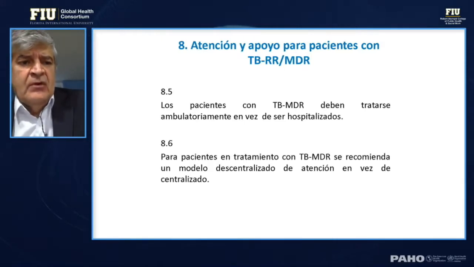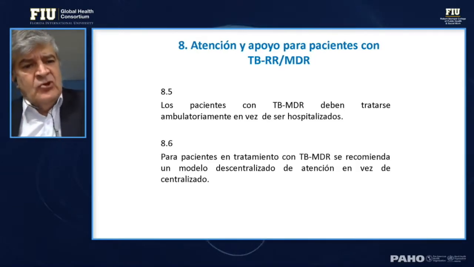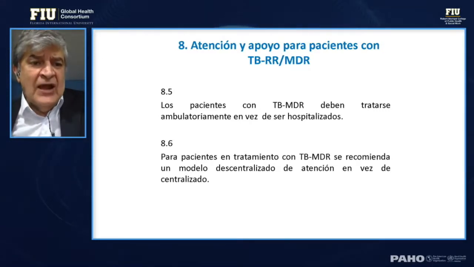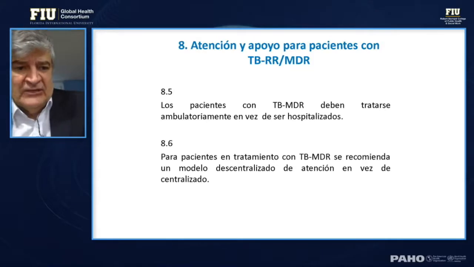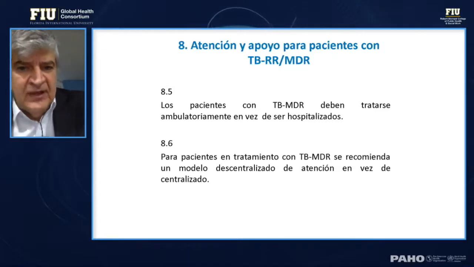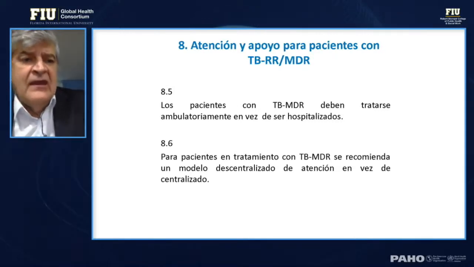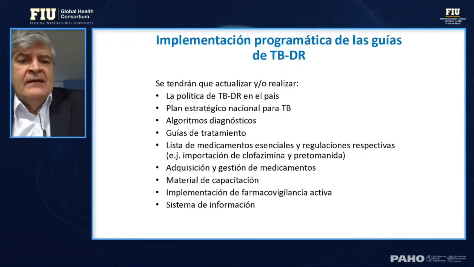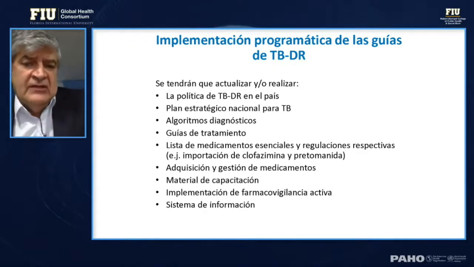Two key messages here. One is the importance of ambulatory treatment instead of hospitalization in order to improve the treatment for patients. And the second message is to try to decentralize treatment and to bring the treatment close to patients. In some countries, MDR-TB is treated in a single center, and that is difficult because patients living in rural areas need to travel to the capital. But the idea is that treatment needs to be as close to the patient as possible, and it also has to be outpatient treatment if the conditions of the patient allow for that.